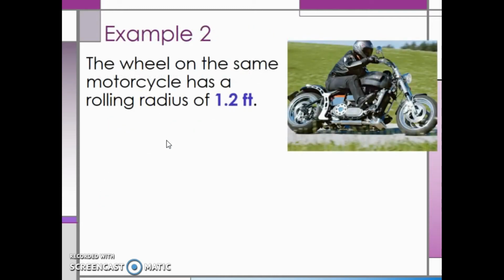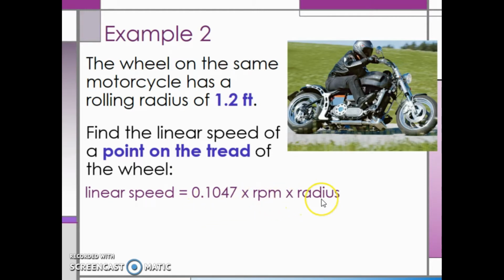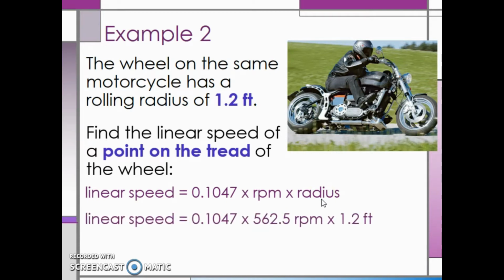Let's take a look at an example of finding the linear speed. The wheel on the same motorcycle as our example in the previous video has a rolling radius of 1.2 feet. We want to find the linear speed of a point on the tread of the wheel. Here we are finding linear speed, which is equal to 0.1047 multiplied by the RPMs multiplied by the radius. We found in the previous video that the angular speed is 562.5 RPM, and we know that the radius is 1.2 feet. Multiplying, we see that the linear speed is 70.7 feet per second.